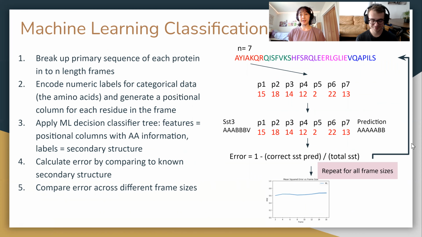So with our machine learning classification, it's a similar method where you start with the frame size, break up your protein amino acid sequence into those frames. And then this is where we differ. Machine learning with the decision tree requires hard encoding of our categorical variables. So we do that and store each amino acid in that frame as a positional data in those columns. And then from there, we can pass it through our decision tree classifier to bring up a set of predictions and cross-reference that with our known secondary structures, calculate the error, and do that for all the frame sizes.